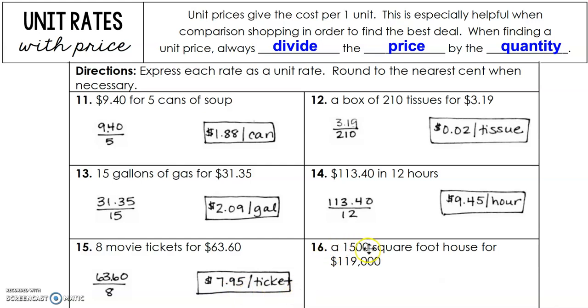We have a 1,500 square foot house for $119,000. It's actually really good to price compare when you are ready to buy a house. You want to know the price per square foot to know if you're getting the most house for your money. So you take the money, $119,000, and divide it by the square feet of the house, and you get $79.33 per square foot. And you would want to compare that to other houses to see if you were getting a good deal.